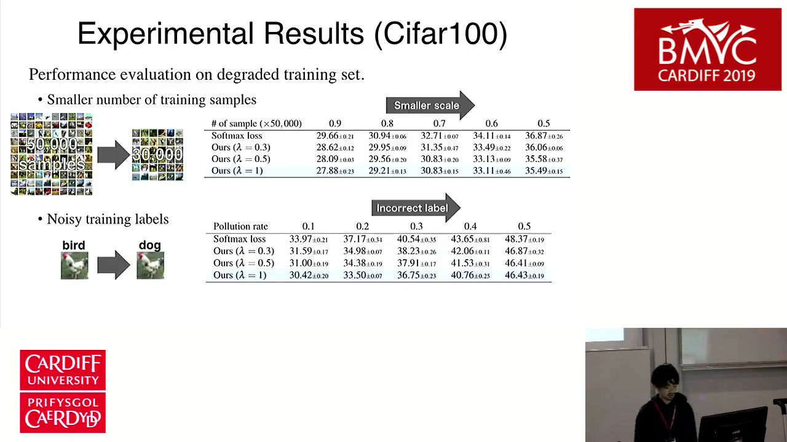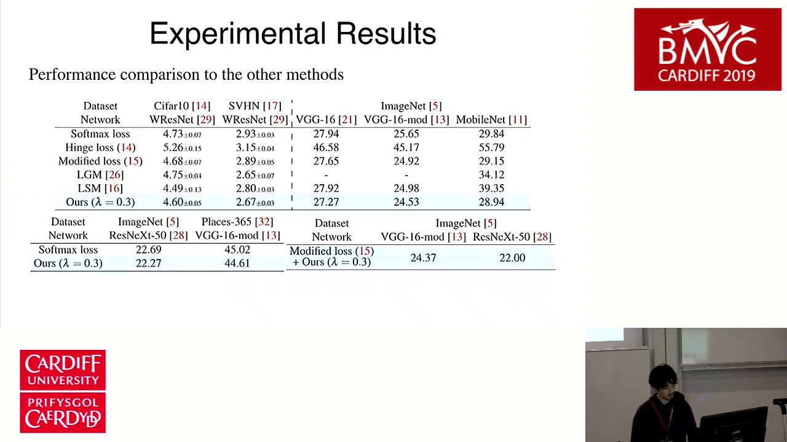Then the proposed large margin neural networks are also robust to some sorts of degraded training sets, such as a smaller number of training samples or noisy training labels, where the ground truth labels are randomly flipped. And this is due to the good generalization performance of the large margin method. Finally, we show the performance comparison to other large margin loss methods.